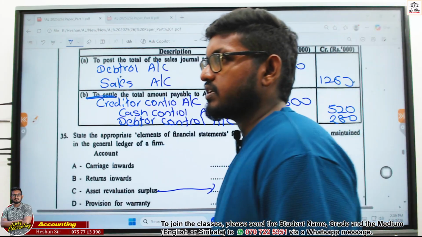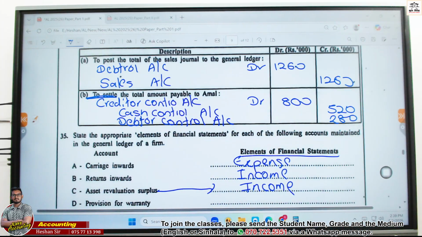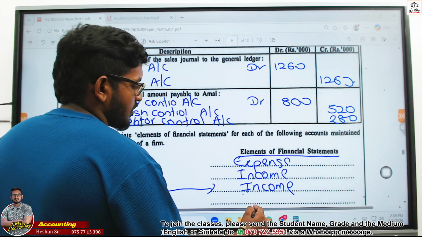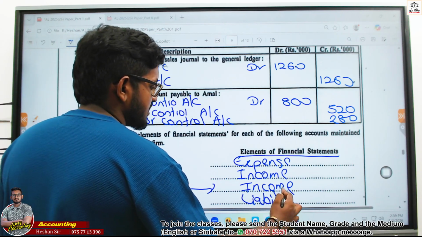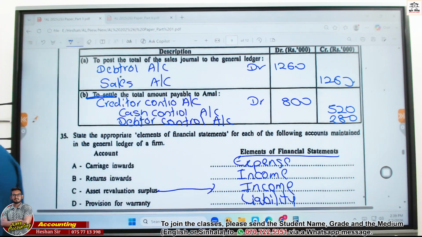Revaluation surplus is also income. Provision for warranty, that is a liability. Warranty expense is separate. Provision is a liability. Right? Okay. Nice.